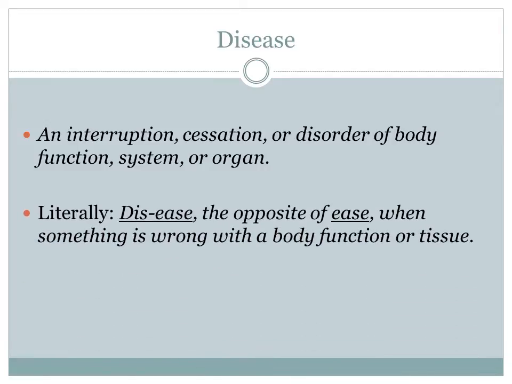Another way to look at it is to take the word and deconstruct it. So take it apart, and it's actually two words, dis-ease, which is the opposite of ease. So when something is wrong with the body, or function or tissue of the body, we say it's in a state of dis-ease.